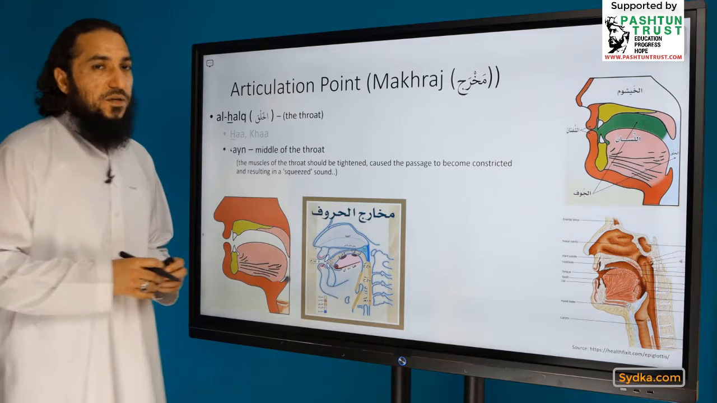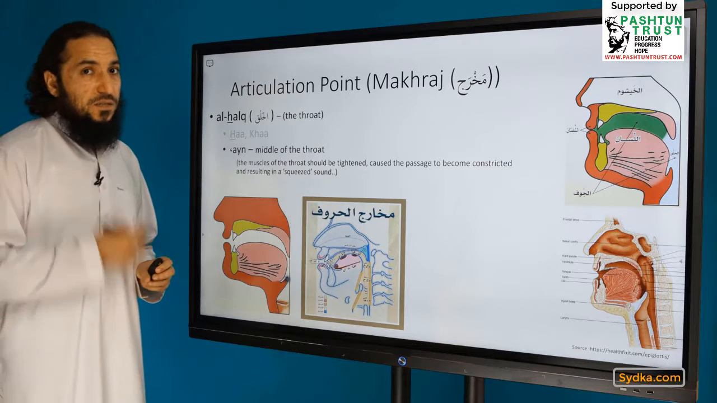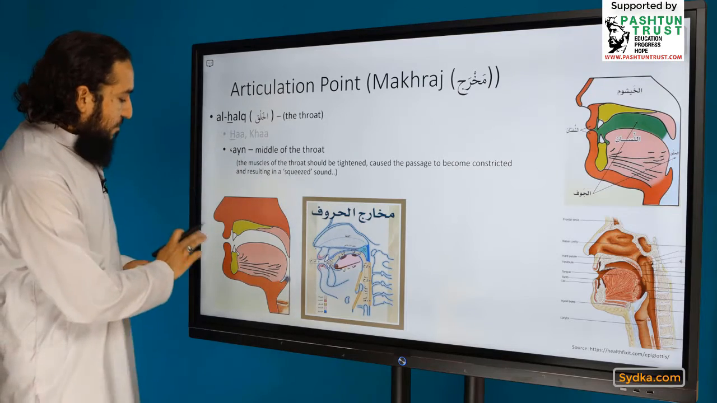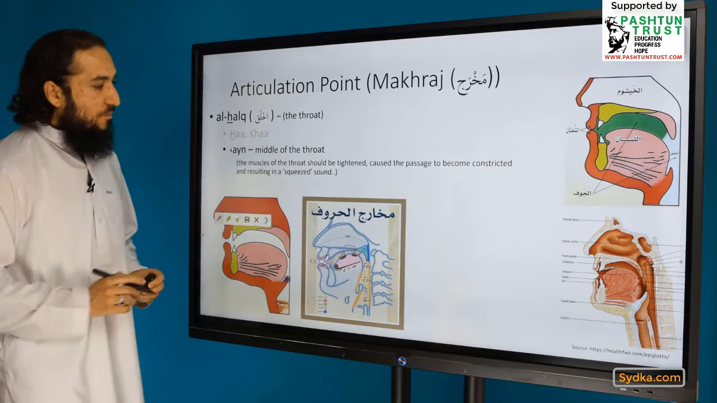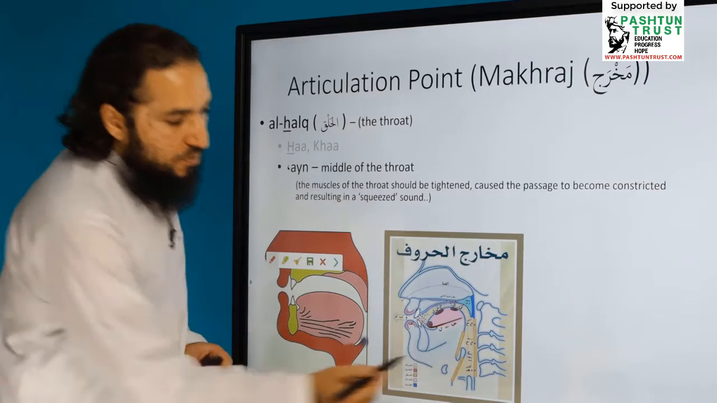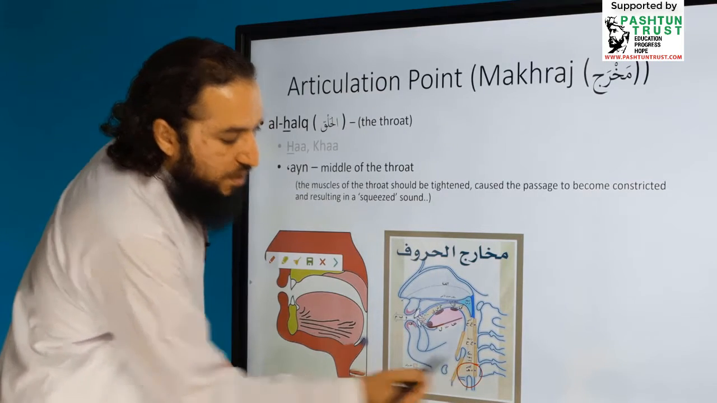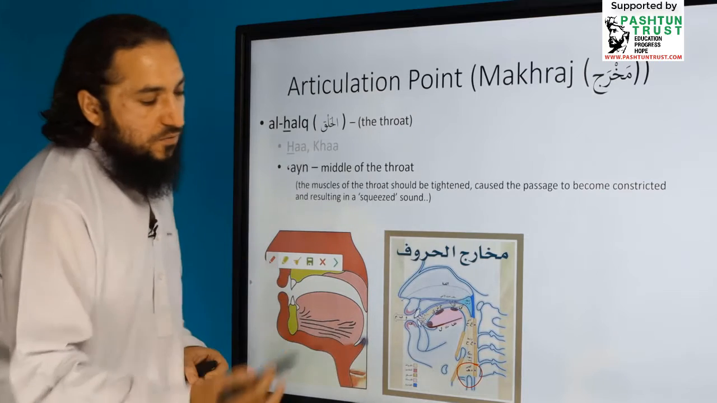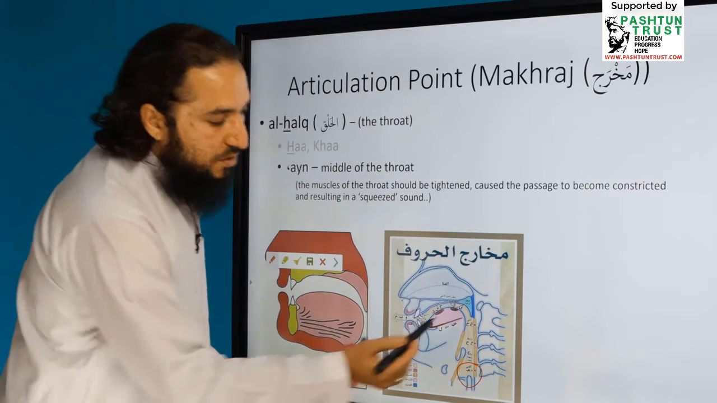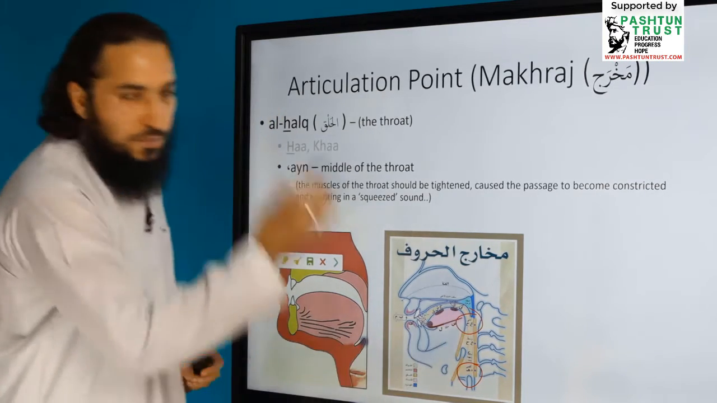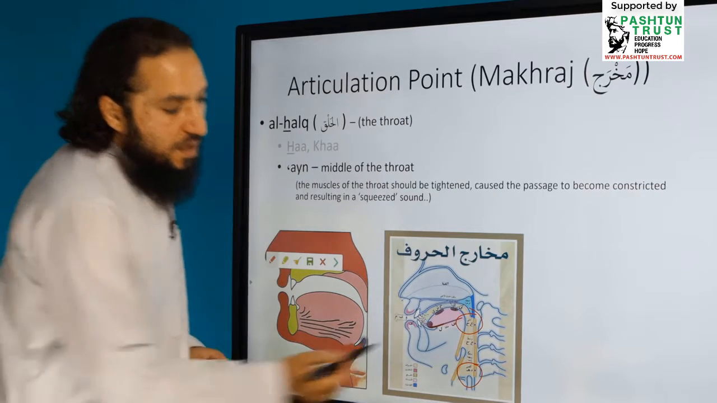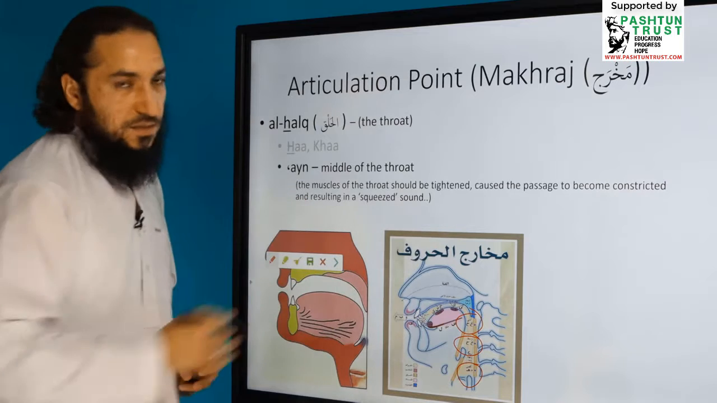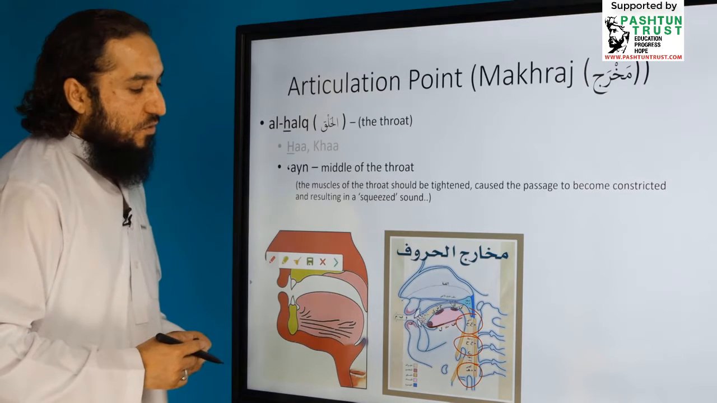So the articulation point: it is one of the halq, the throat letters, one of the 6 letters, and it is pronounced from the middle of the throat. As we said before, we have 2 letters from the lowest part of the throat, far from the mouth, nearest to the chest, and we have the top, which is nearest to the mouth, and we have the middle part. So the middle part: ha, ain. So ain is the second letter from the middle of the throat.